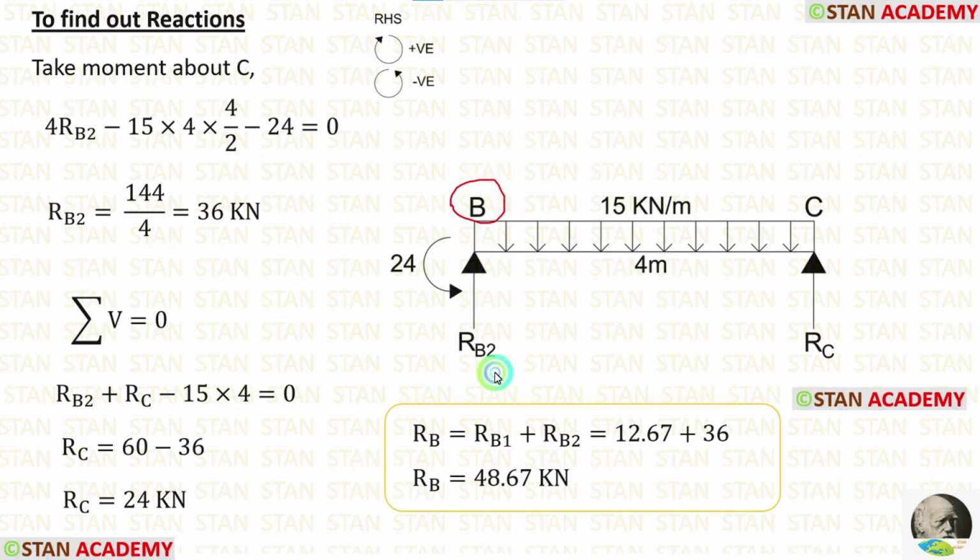In the point B, we have calculated the reaction two times. Let us add both of them. After adding, we are getting RB is equal to 48.67 kN.